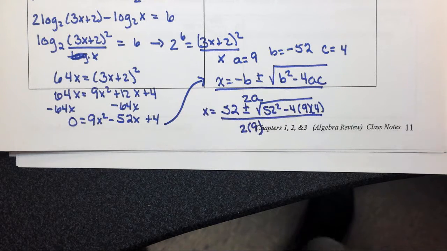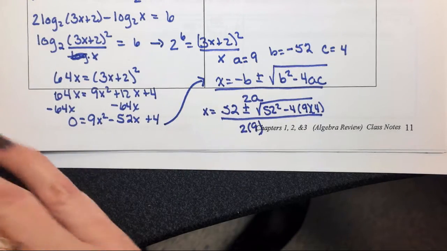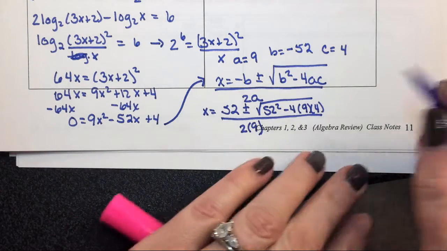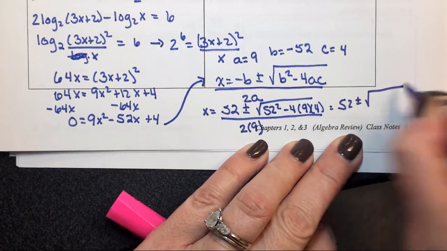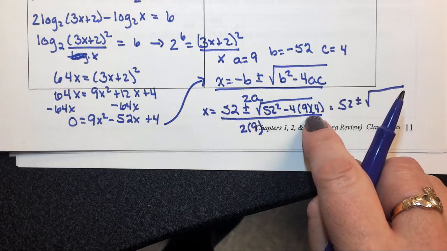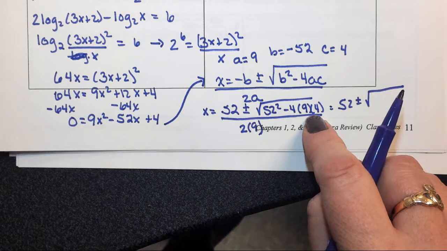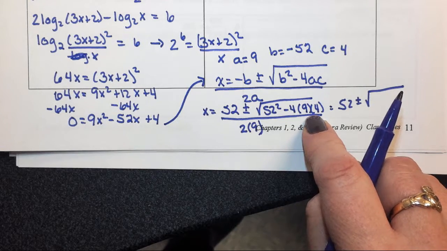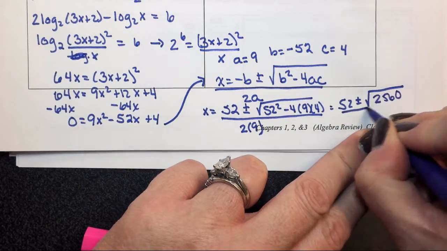Obviously, if you do not have a calculator, we certainly do not give you a number like 52 squared to do by hand. 52 squared is 2,704. So 2,704, I'm just going to go ahead and finish with another radical. Minus 4 times 9 times 4, which is 2,560. All over 18.